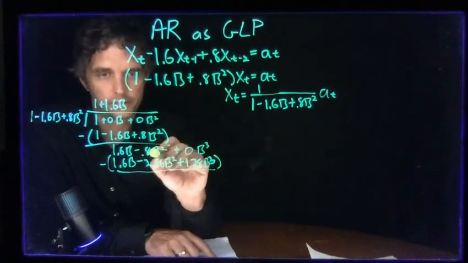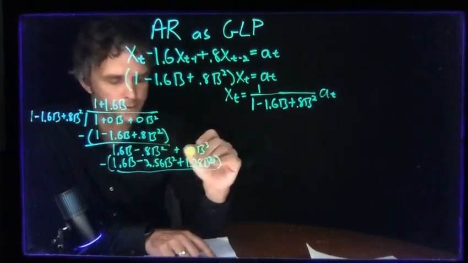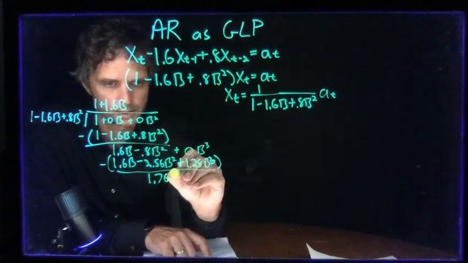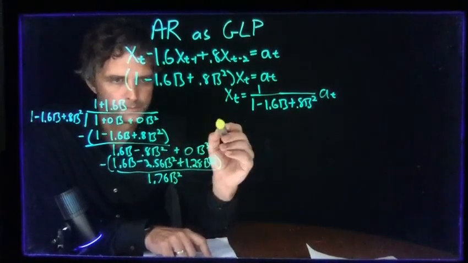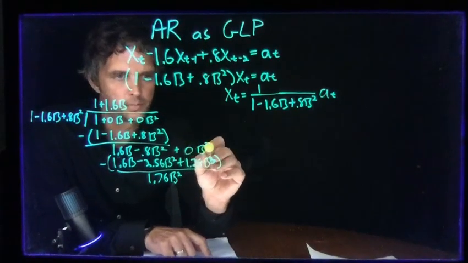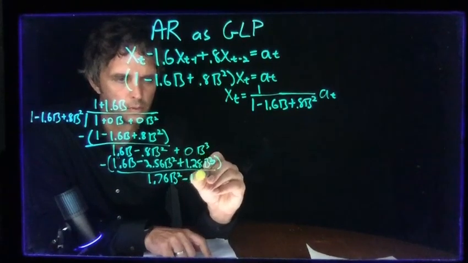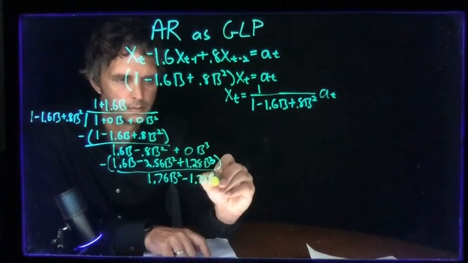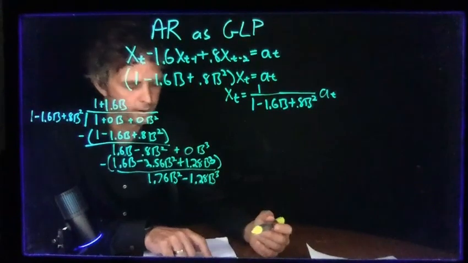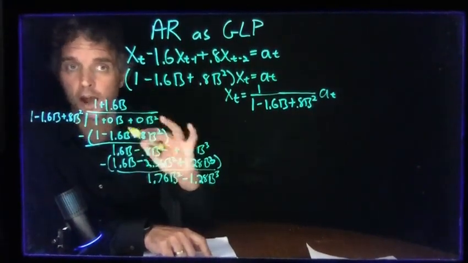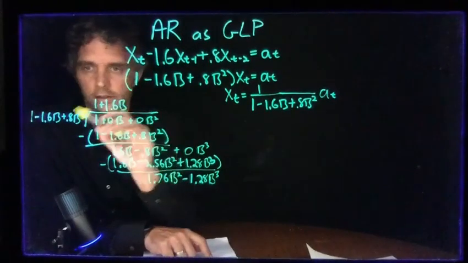So that'll be a negative 0.8b squared plus 2.56b squared, which gives us 1.76b squared. And then an easy one here, 0b cubed minus positive 1.28. That's minus 1.28b cubed. Great. And we've done round 2. Now we're in for another iteration here. So let's play the game again.